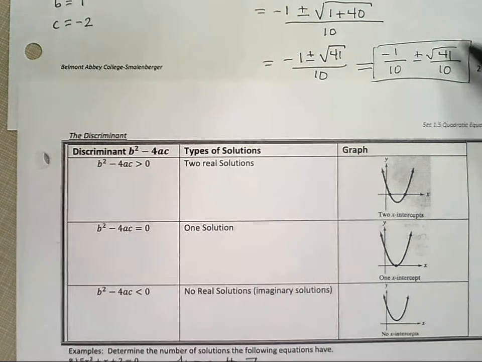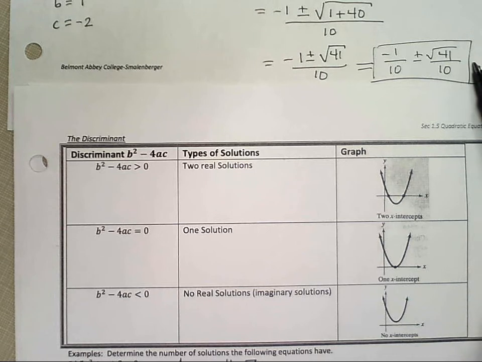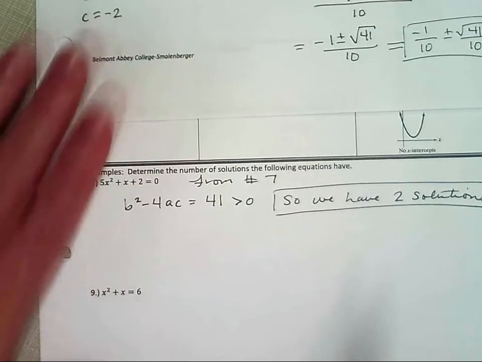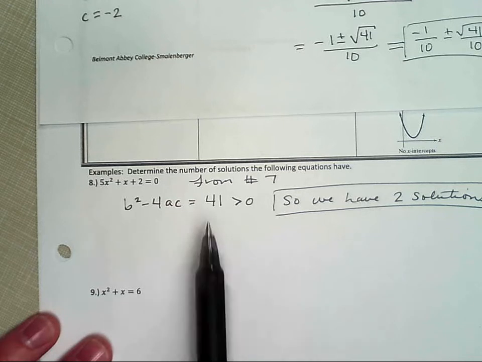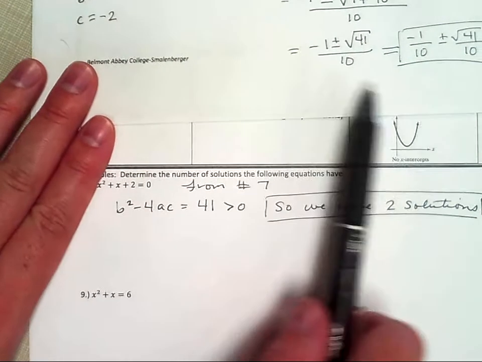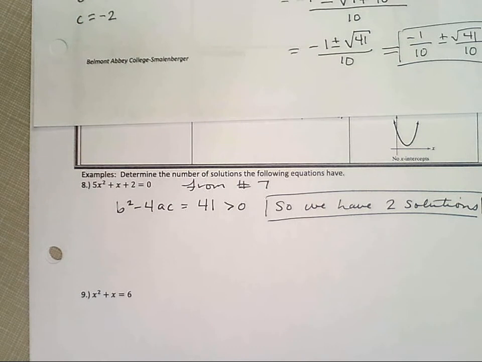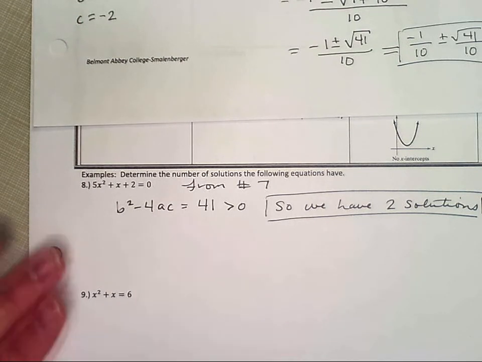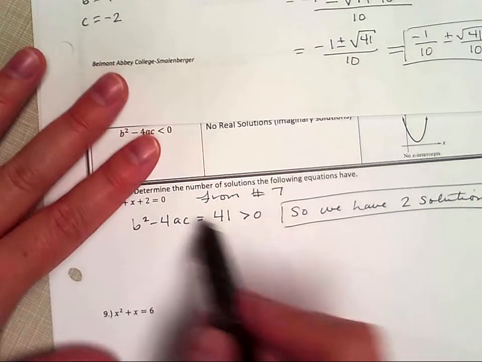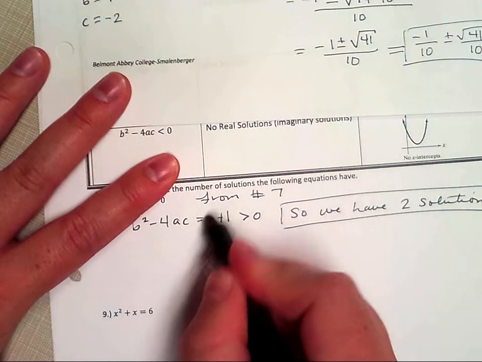Right? And that's what we got up here. We got 2 solutions, but if we wanted to look at just the discriminant, you don't need to solve all of this stuff. You just need to look at the discriminant. It's not the same question. Okay, so let's do it.